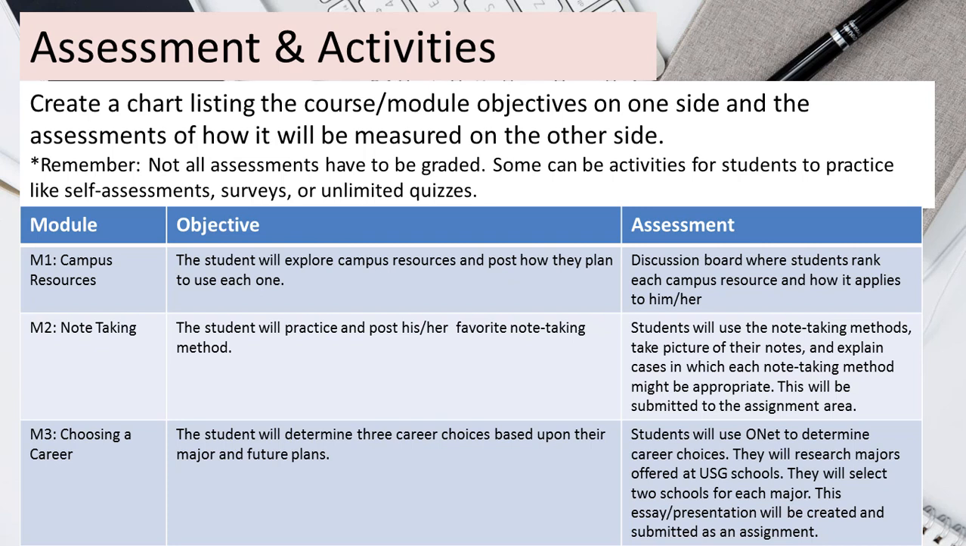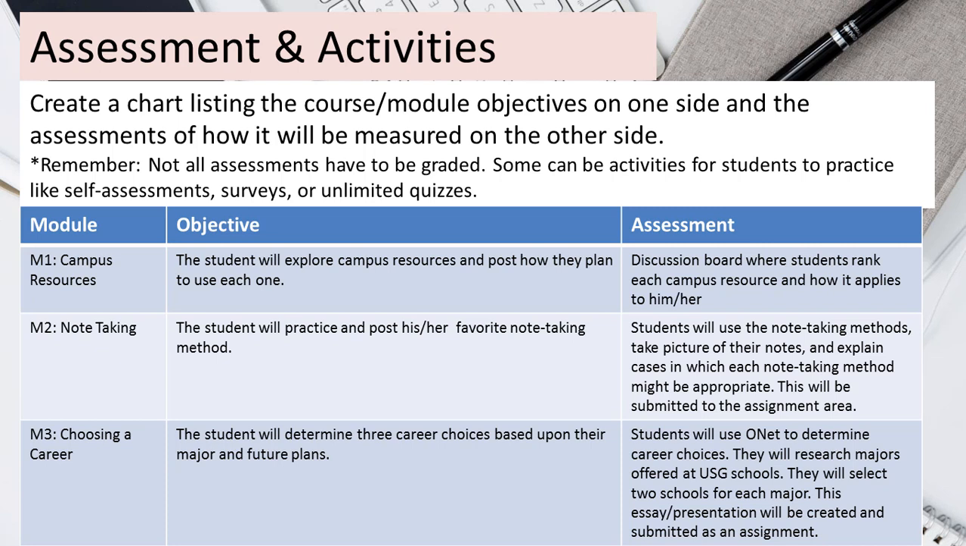In this case, it's obvious to me to create a discussion board where the students are going to rank each campus resource and then explain how each campus resource applies to him or her. Now, I always want to ask myself whether that assessment is measuring that objective. If they're exploring campus resources and posting how they plan to use each one, and I give them a multiple choice quiz about campus resources, they're not really explaining how they plan to use each one. So that assessment is not meeting that objective.